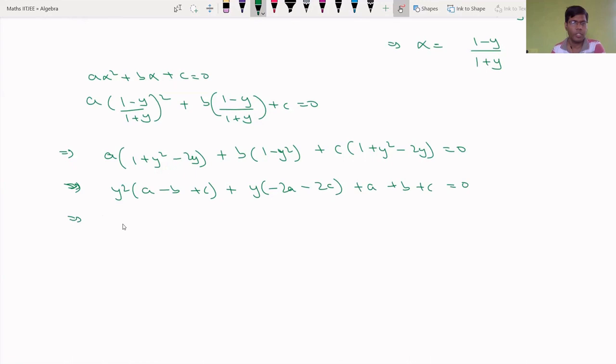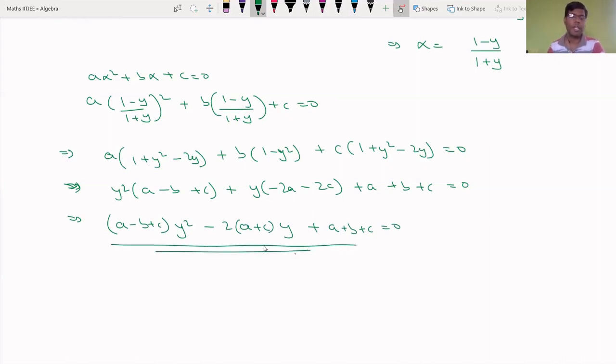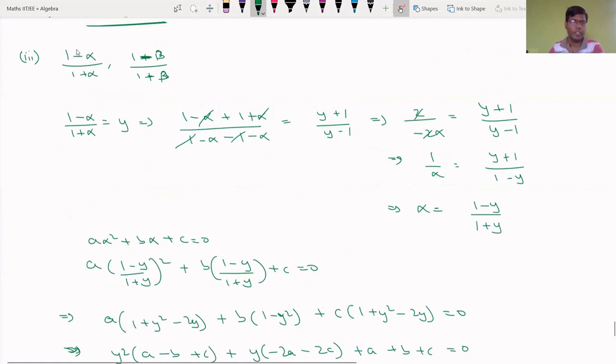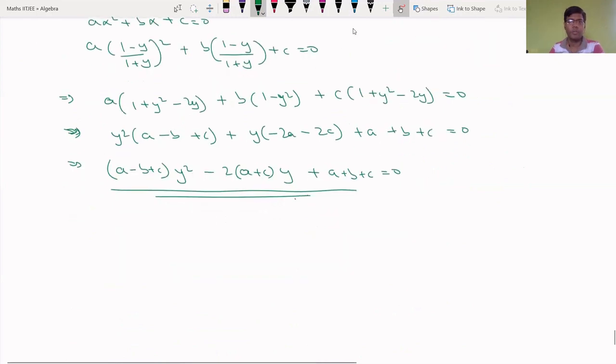So the required equation is a minus b plus c y square minus 2 times a plus c y plus a plus b plus c is equal to 0. So this is my required equation, which will have the roots as 1 minus alpha by 1 plus alpha, 1 minus beta by 1 plus beta. Okay, so this is how we approach the problem.